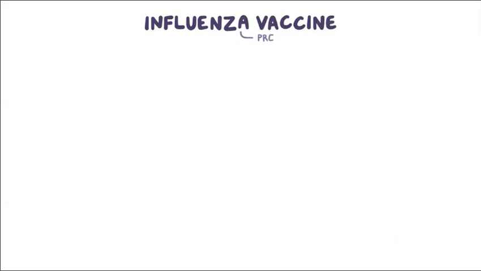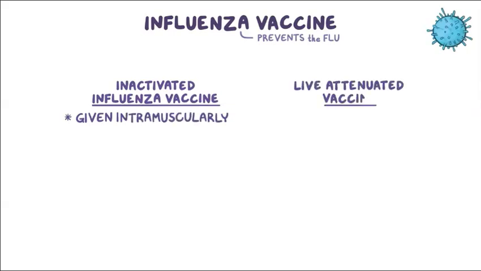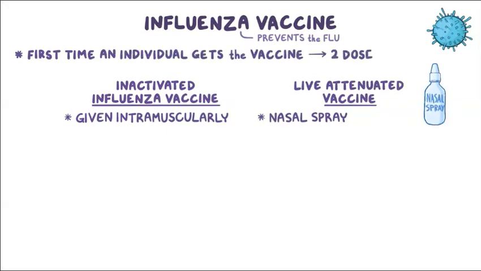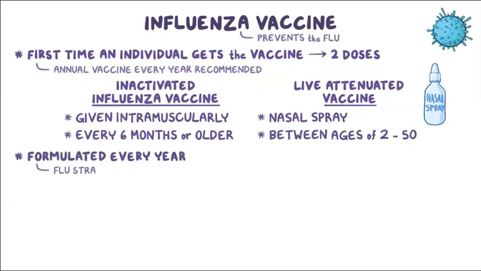Next is the influenza vaccine, which prevents the flu. There's an inactivated influenza vaccine, which is given intramuscularly, and a live attenuated vaccine, which is given as a nasal spray. The first time an individual gets the vaccine, 2 doses are recommended, and after that, an annual vaccine every year is recommended. The inactivated influenza vaccine can be given to everyone 6 months or older, while the live attenuated can be given to individuals between the ages of 2 and 50. Both vaccines are formulated every year based on flu strains that are thought to be the predominant ones that year.